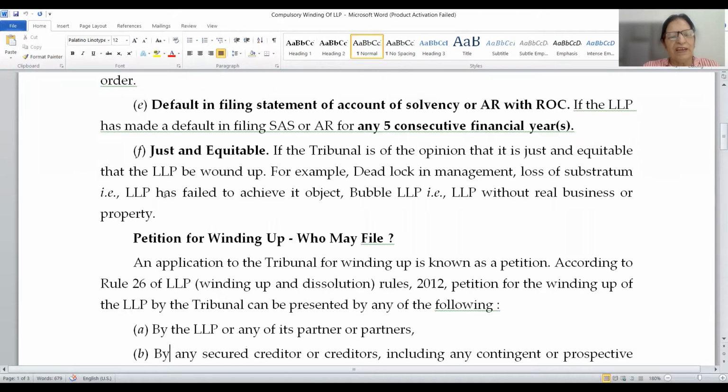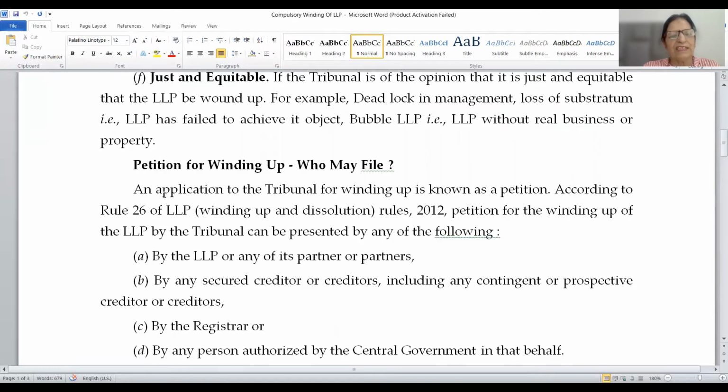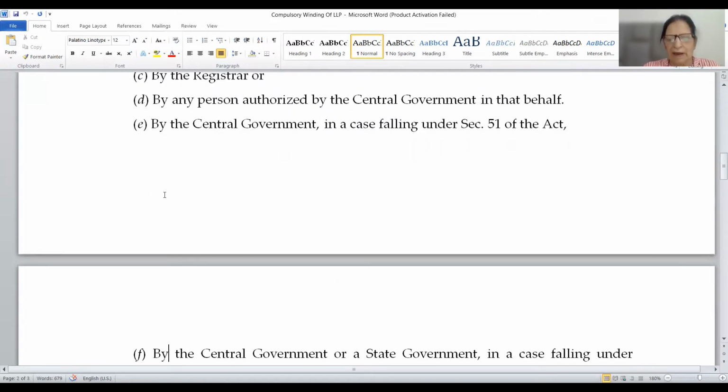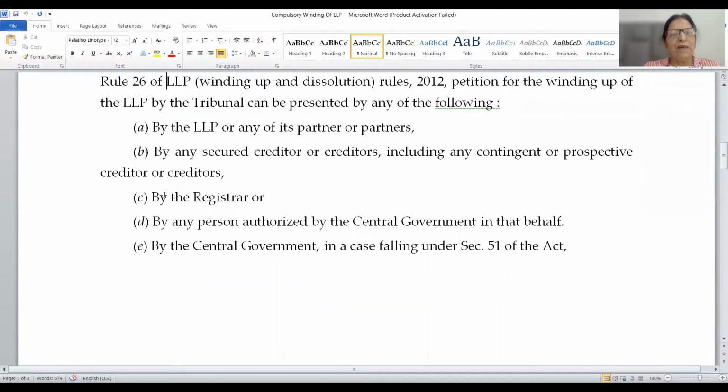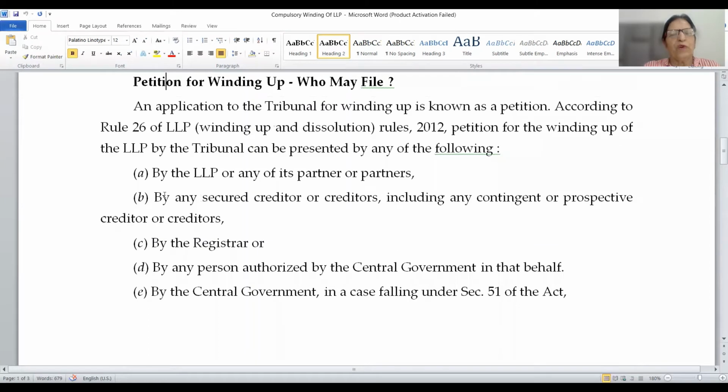Moving ahead, the next heading you find here is petition for winding up. Petition can be presented by whom? Or who can file a petition for compulsory winding up of LLP? An application to the tribunal for winding up is known as petition. This is the meaning of the term petition. Petition is an application which is made to the tribunal for winding up.